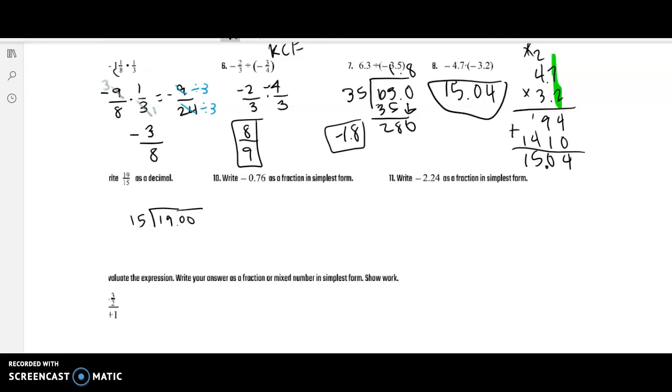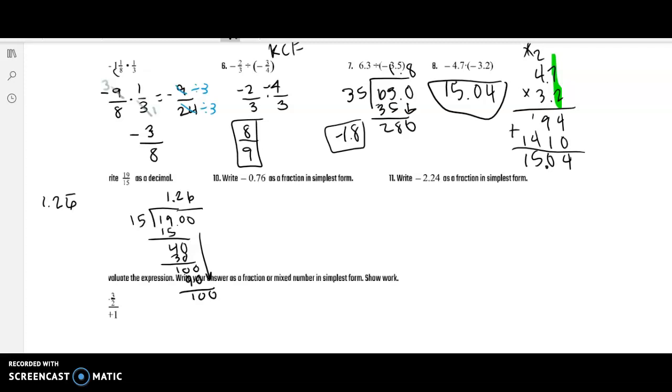15 goes into 19 one time. That gives us 15. It goes into 40 2 times. That gives us 30. 15 goes into 100 6 times, and that's going to give us 90. Sorry, it's going to be hard to read. We keep getting 100, so that means we're going to have a repeating decimal. Our decimal is in between the 1 and the 2, and so we get an answer that is 1.26, and the 6 is repeating.